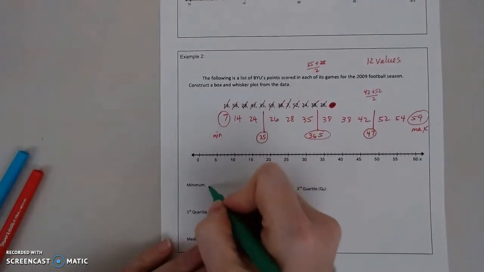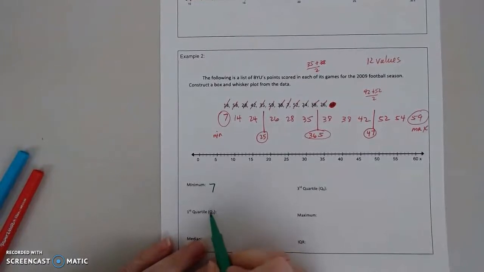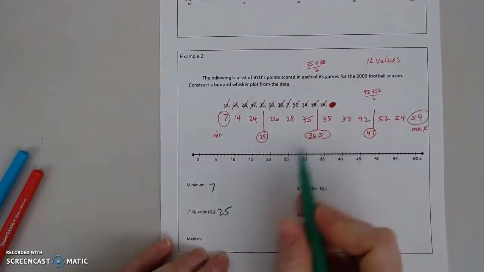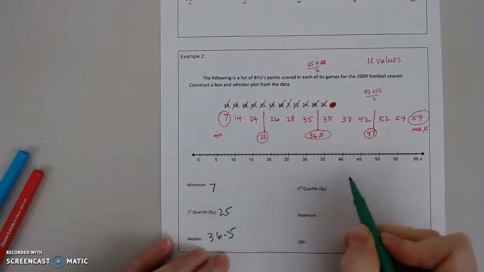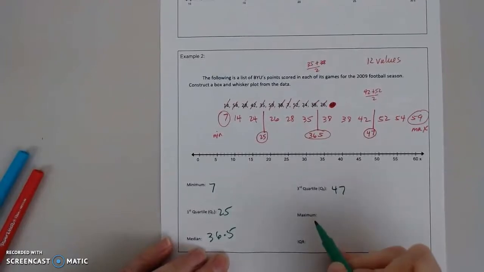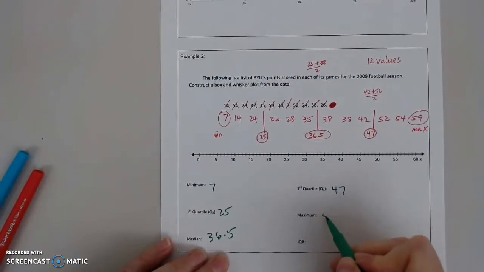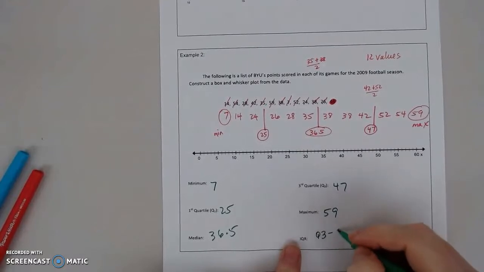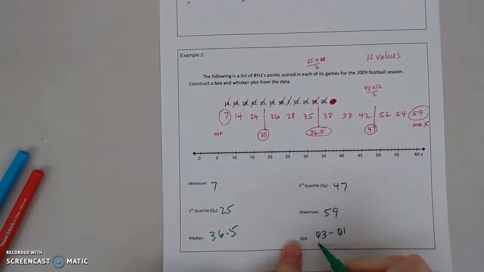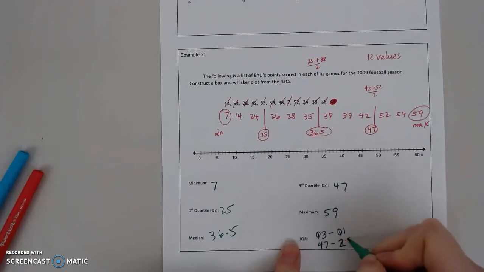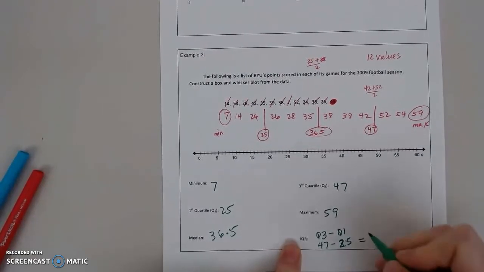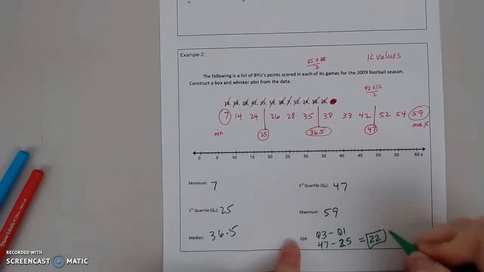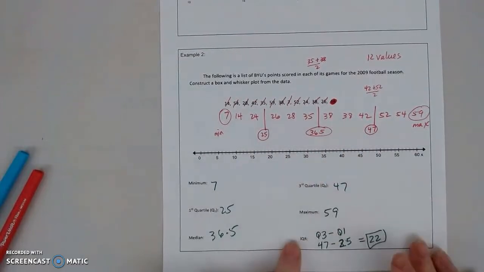So our minimum is still 7. Our first quartile is 25. Our median, quartile 3. And then our max. Our interquartile range is Q3 minus Q1. So we've got 47 minus 25, which is 22. So that's just how spread apart the box is.